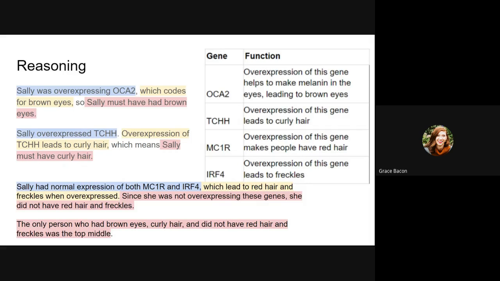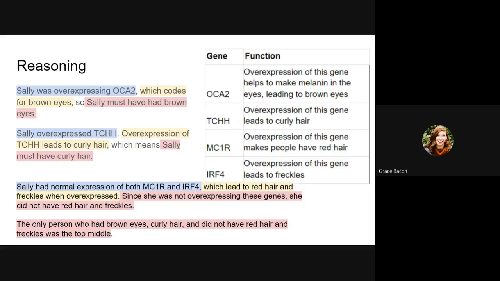So in the first chunk, it says Sally was overexpressing OCA2. That's repeating my evidence. Which codes for brown eyes? That's the scientific principle, because that's what that gene function is. So Sally must have had brown eyes. And that's me connecting it back to my claim. So I had my evidence stated, my scientific principle, and my connect back to claim.